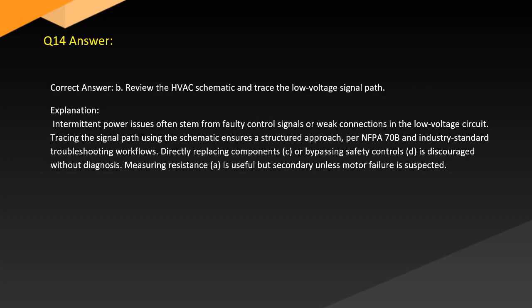Answer. Correct answer B. Review the HVAC schematic and trace the low voltage signal path. Explanation. Intermittent power issues often stem from faulty control signals or weak connections in the low voltage circuit. Tracing the signal path using the schematic ensures a structured approach per NFPA 70 and industry standard troubleshooting workflows. Directly replacing components (C) or bypassing safety controls (D) is discouraged without diagnosis. Measuring resistance (A) is useful but secondary unless motor failure is suspected.